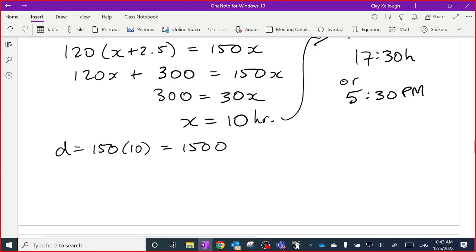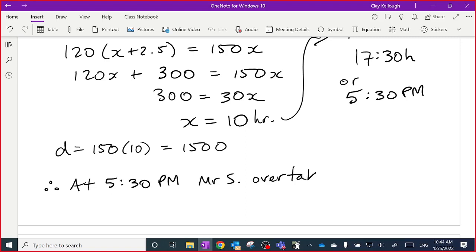So I think I'm ready for a conclusion statement. Therefore, at 5:30 p.m., Mr. S overtakes Mr. J 1,500 kilometers from town. There we go.